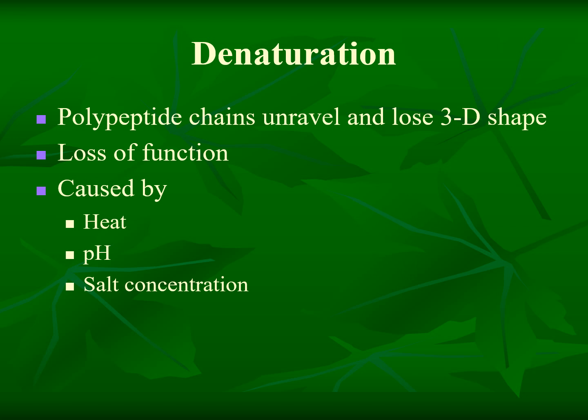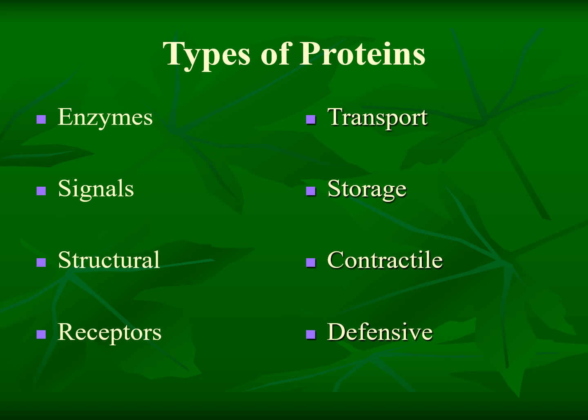Denaturation refers to the process when a protein loses its 3D shape. If it loses its 3D shape, it's no longer functional, so it's a way of essentially destroying a protein. You have that loss of function. How are proteins denatured? Heat is a big one. Increased heat will denature the proteins because it starts to unravel that 3D shape. You can also change the pH or change the salt concentration. Those are the three most common ways.